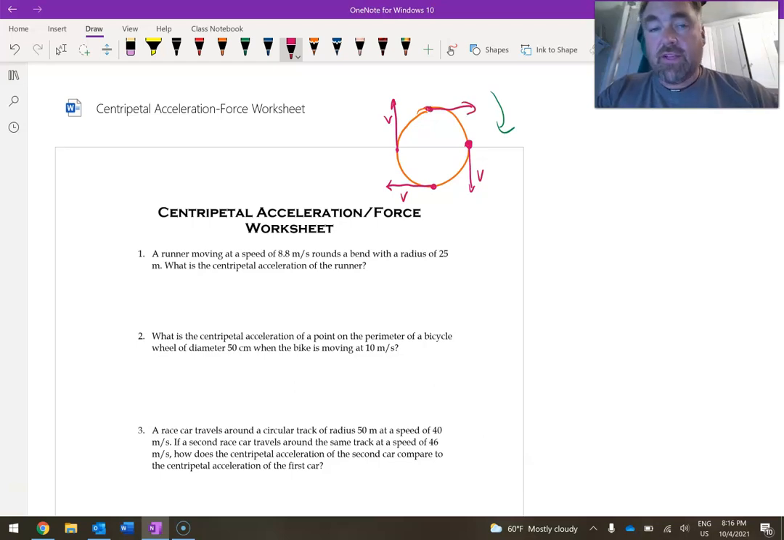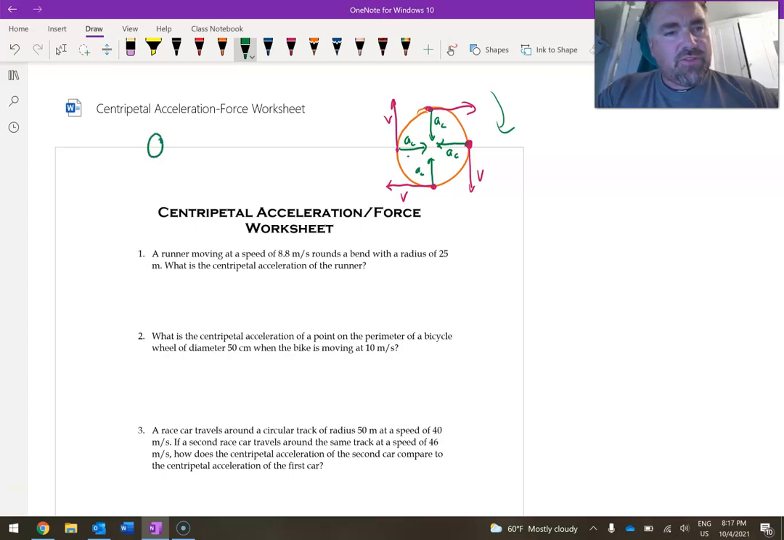In order to make that velocity change, we have to have an acceleration. So our acceleration and our force is always going to be center seeking. So we type it as an A sub C for centripetal. And so the centripetal is always towards the center. Okay, there's a whole big mathematical proof on this. Well, not that big, but we kind of ignore it.